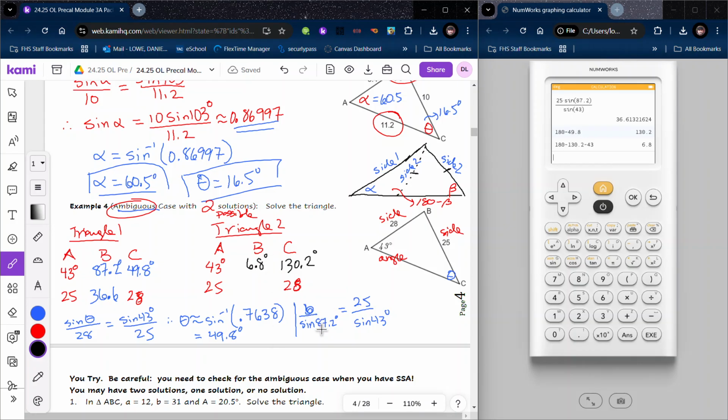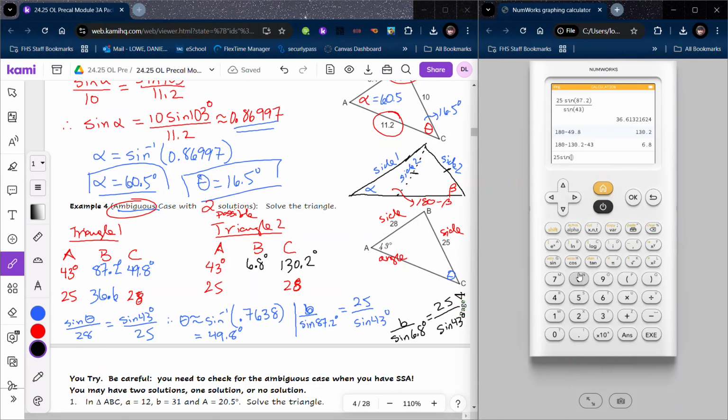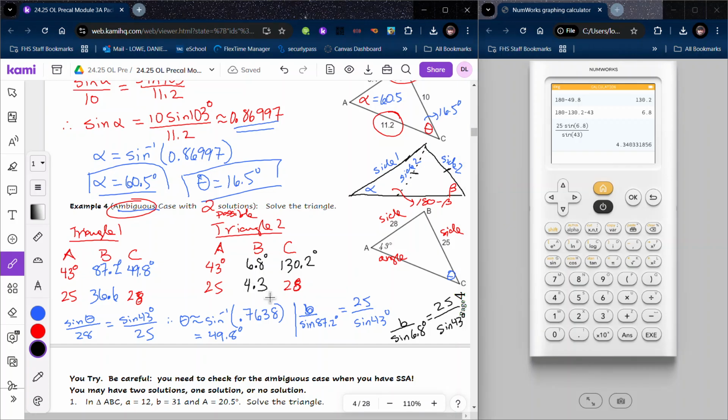And if I look at my relationship, for side B it would turn into B over the sine of 6.8 degrees must be equal to 25 all over the sine of 43 degrees. So 25 times the sine of 6.8 degrees, all divided by the sine of 43 degrees, gives us approximately 4.3. So those are my two triangles that are possible.